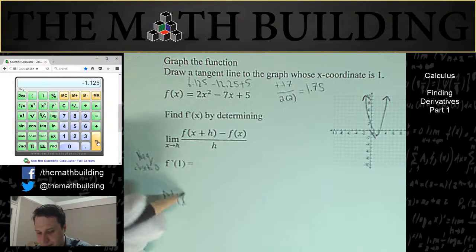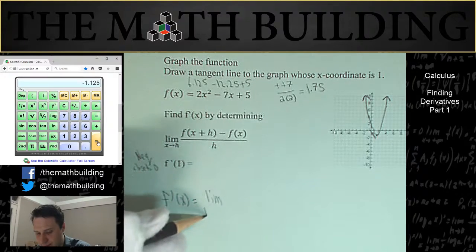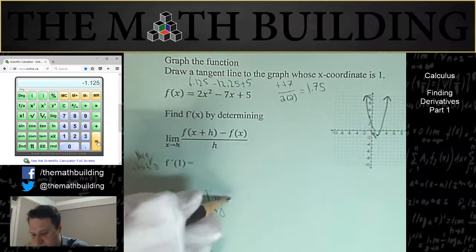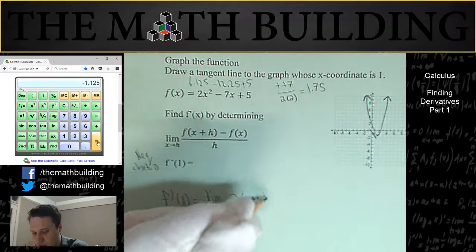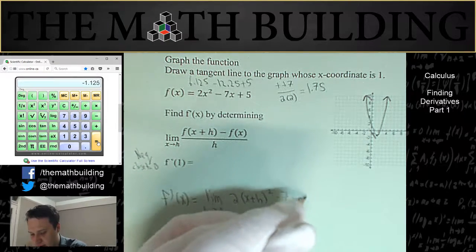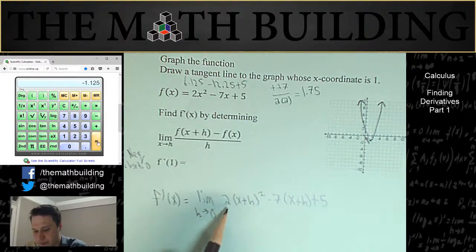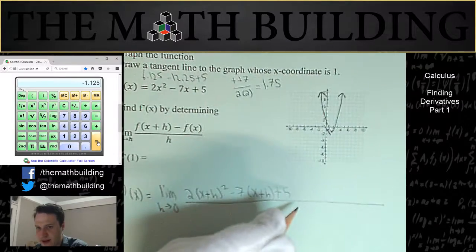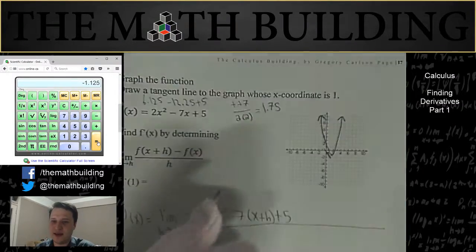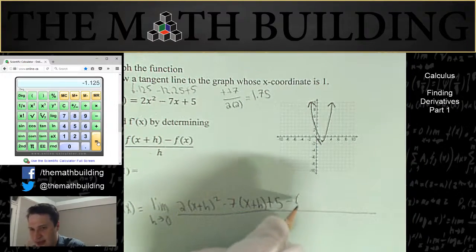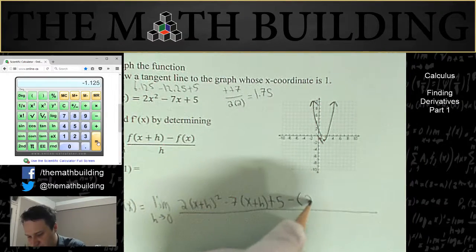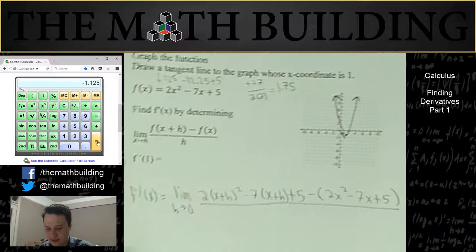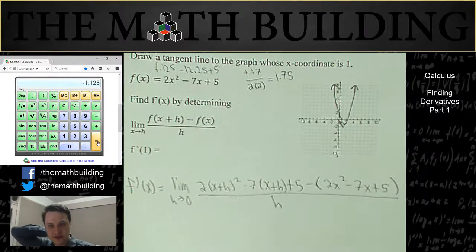So the derivative is equal to this limit. Let's do it. For f of x plus h, you just plug in x plus h up here. So 2 times x plus h squared minus 7 times x plus h plus 5. And minus f of x means we're just going to subtract f of x. Sorry about that glare, let me turn off my light. Hopefully by now you know that we need to put that in parentheses. So minus 2x squared minus 7x plus 5, and all of that's over h. So that's the limit we're going to calculate.